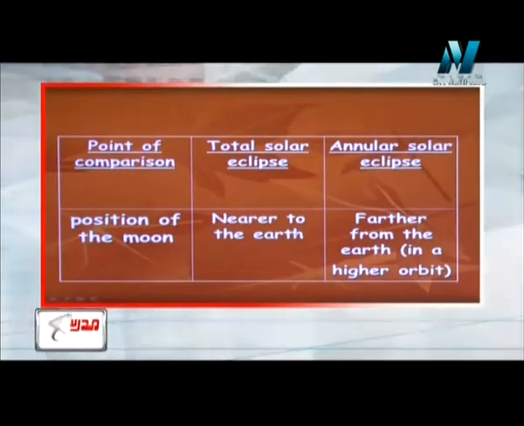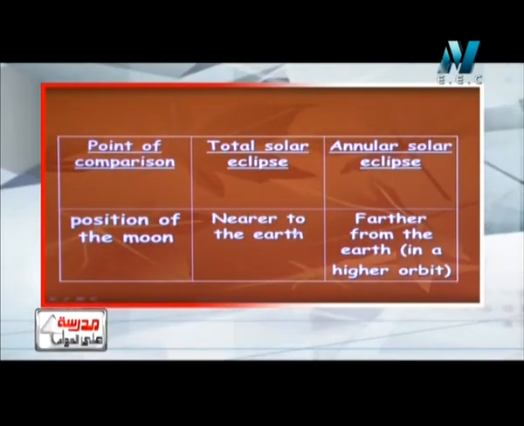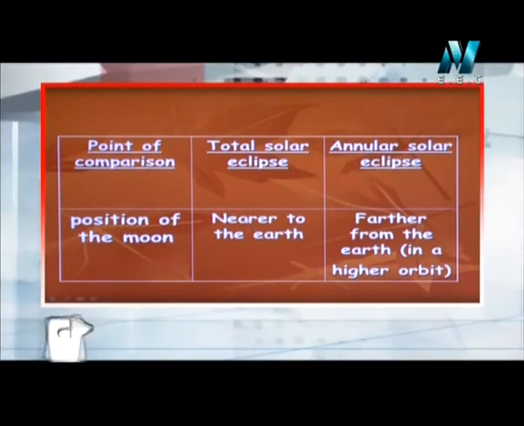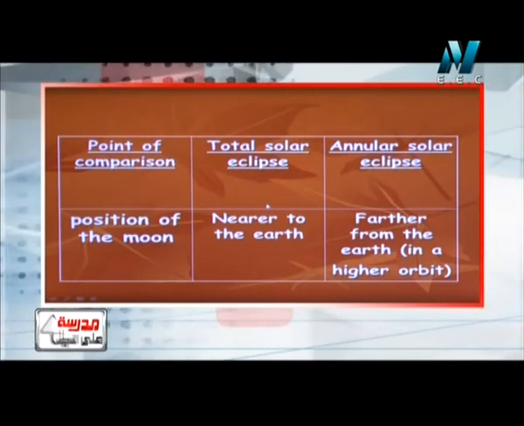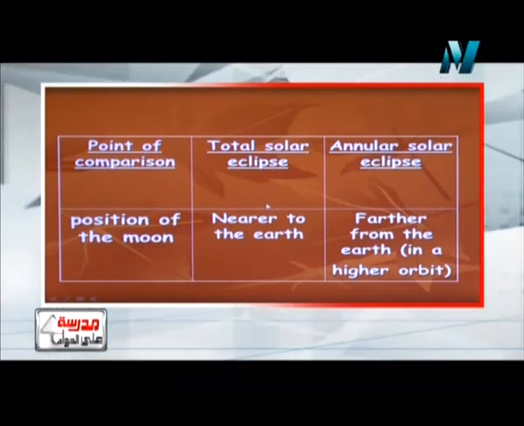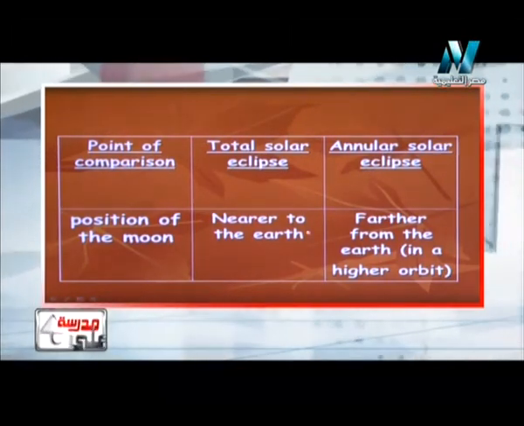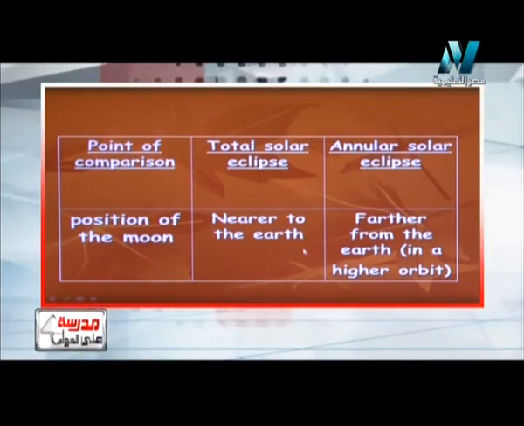Okay? Another point, the position of the moon. فين مكان القمر لكل حالة منهم. Here in the total, it's nearer to the earth. بيكون أقرب للأرض. And in the annular, it's farther from the earth, in a higher orbit. Okay, so we have made a comparison between the total and annular solar eclipse, between two points of comparison, the position of the moon and the shape of the sun.